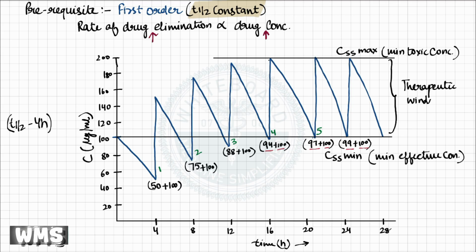therapeutic window, and we want the steady state levels to stay within this window so that the drug is effective but not toxic. In this example, the repeated equal doses of 100 micrograms per milliliter given at fixed intervals of 4 hours represent the maintenance doses, which are continued to maintain the drug concentration within the therapeutic range once steady state has been achieved. So, this is the steady state.